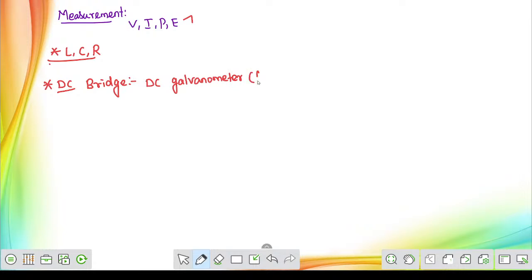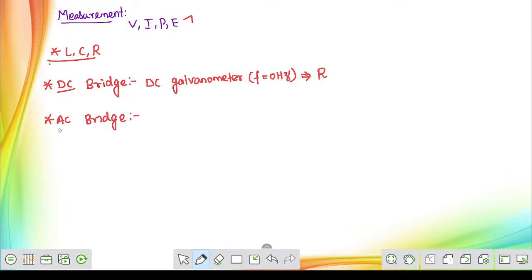It works with zero frequency. So DC bridge means we will be using a DC galvanometer, and this DC bridge is usually used to measure only one parameter, that is unknown resistance. Whenever you are looking for only a specific value of unknown resistance, we can go ahead with this DC bridge. That's it.